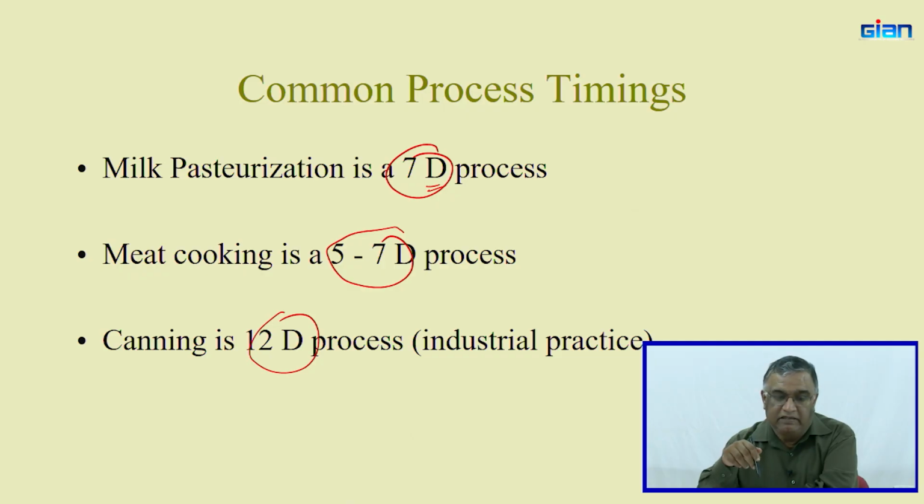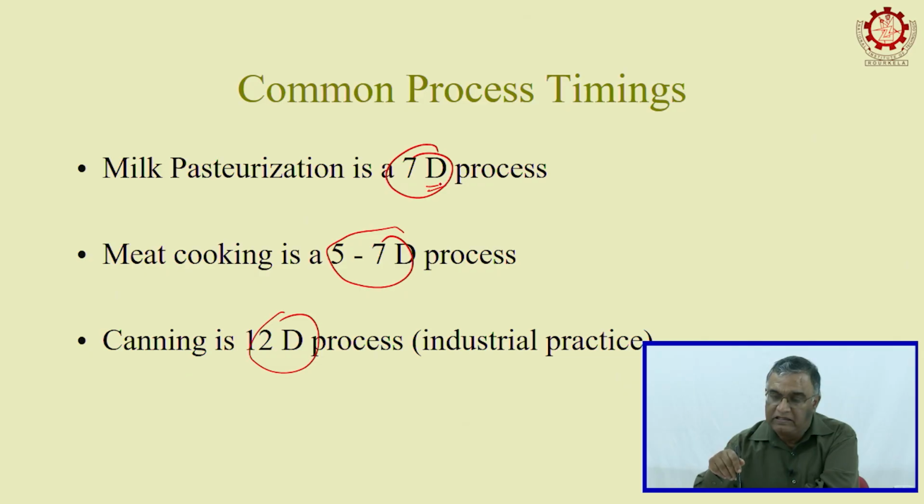So, the answer is the bacteria you define the D value for in milk pasteurization is going to be different. We will talk about that later. It is called Mycobacterium tuberculosis. It is a bacteria commonly found in milk. Whereas in meat cooking, it may be a different bacteria, E. coli O157, or some other Listeria, and so on. Whereas in canning, it may be Clostridium botulinum or Clostridium sporogenes.